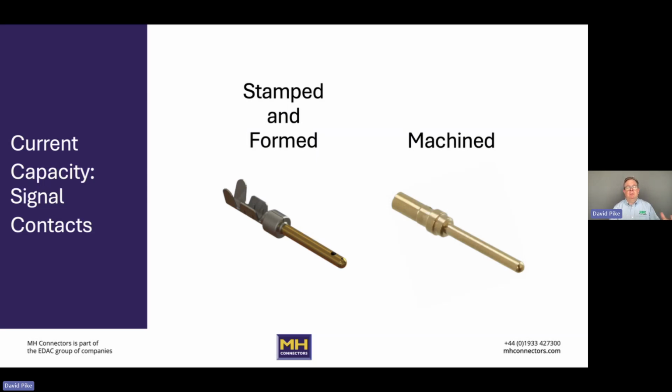Now, the next question is, why do we go to the effort of having these 2 different manufacturing techniques? The first is that stamped and formed is much cheaper. A stamped and formed connector can be made in vast quantities in a continual process, and so is much cheaper to make than a machined contact. But there are some penalties to pay for that.